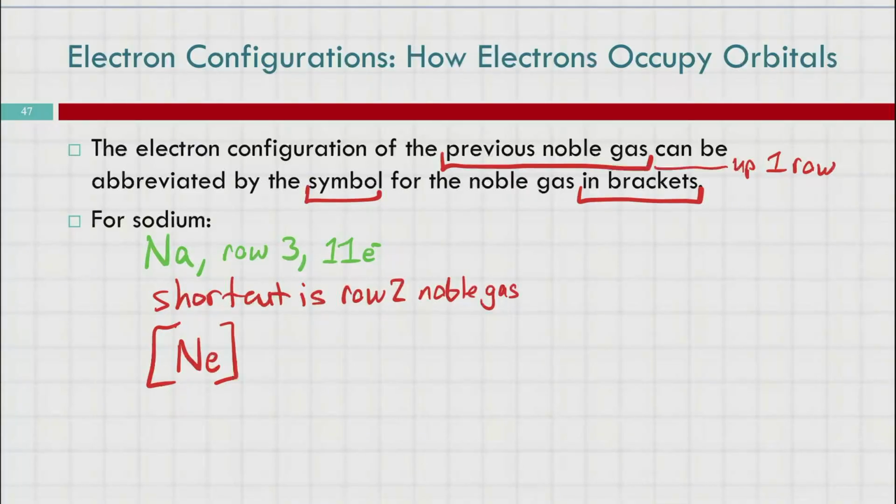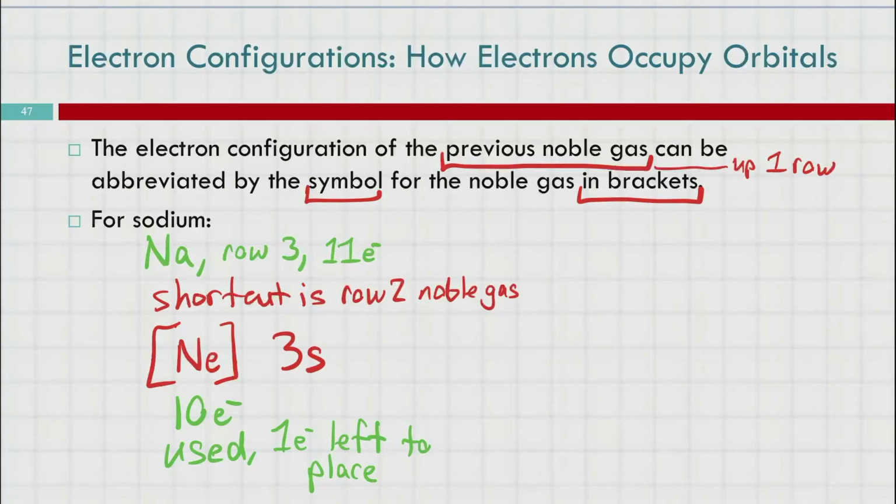Another way to do it is take a look at the number of electrons that we have. We've got 11 electrons for sodium. Neon has how many electrons? Neon has 10 electrons. So by using that abbreviation, we've accounted for 10 electrons. 10 electrons have been used. So we have 1 electron left to place. And according to our periodic table of the elements, after neon, we're in n equals 3, and we're in the s block for our next energy level. So we're filling in 3s1.